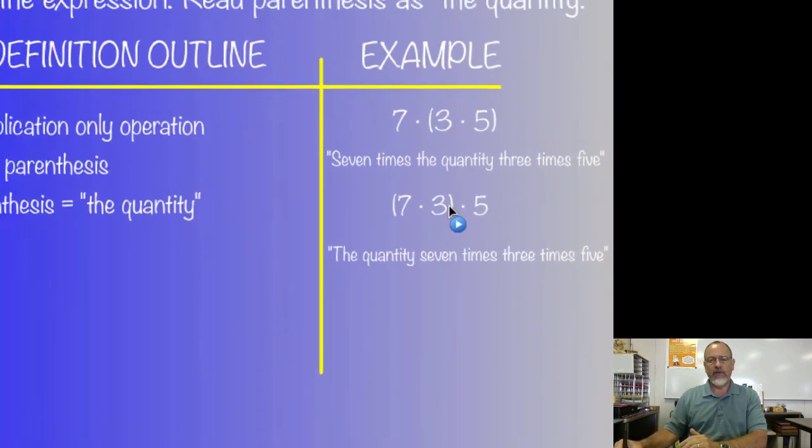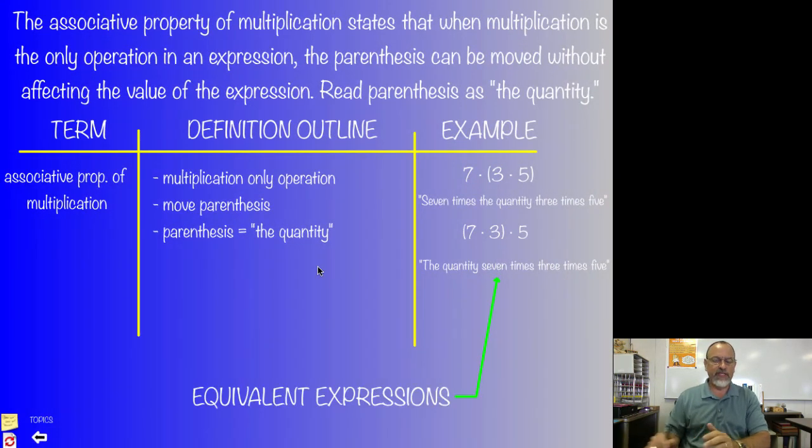And so if I were to multiply these out or simplify these out, I would get the same answer. And so these are what we call equivalent expressions. And equivalent expressions are expressions that look different, but when we simplify them, we arrive at the same answer. Okay, so equivalent expressions, and we're going to use that phrase a lot as we go through math, are expressions that have the same answer if we were to simplify them.